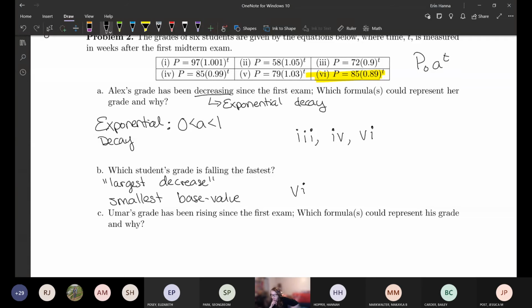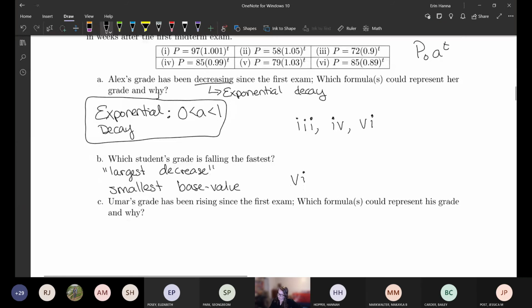Now we have Umar's grade has been rising since the first exam. Which formula or formulas could represent his grade and why? Well, I guess the why for the first one is because we're looking for exponential decay. That's kind of the reason. So the reason here is what we're going to be looking for is exponential growth.